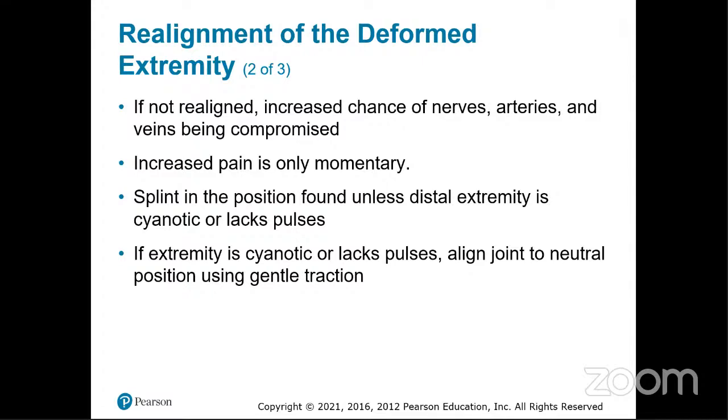If the extremity is cyanotic or lacks a pulse, align the joint to neutral position using gentle traction. And when they say gentle traction, it's not like we're just going to slowly pull. What we mean is I'm not going to grab onto your arm and jerk. It's going to take some force, so it'll take a lot of pull, but it's going to be slow, steady, gentle pressure. We're not going to go from 0 PSI pressure to 150 right now. Just work your way up gently until you get that bone to slap back into place.